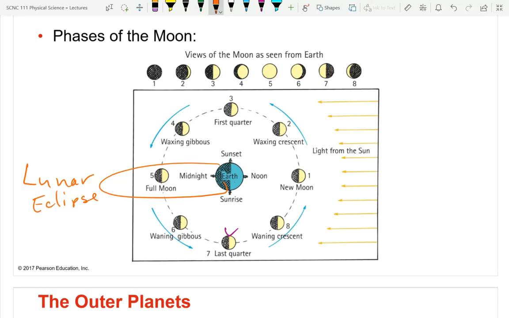But remember, it doesn't occur every full moon because the moon is not orbiting the Earth on the same plane that the Earth orbits the sun. But when the moon is crossing the plane the Earth orbits the sun, then you have the eclipses. But lunar eclipses are always full moon. Conversely, what phase will you have for a solar eclipse?